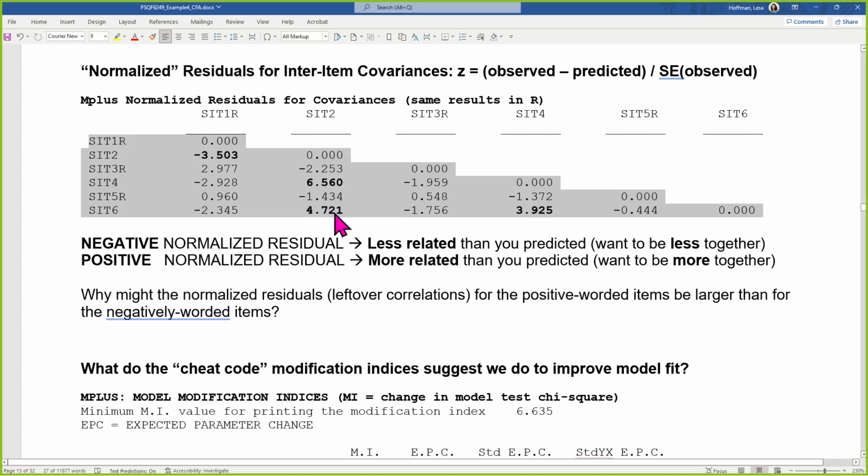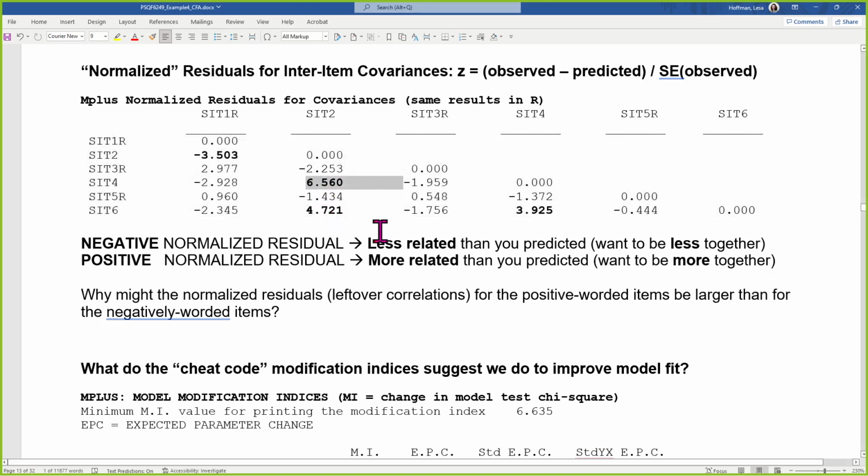Like if you see that these two items want to be together, but then you look at the content of the items and there's no reason that these two items should want to be together, then it would not make sense theoretically to add in an extra relationship. What often happens is items that are worded the same way, that have a common stem or have a common piece to it, want to be more together. And if that's the case, then that's a reasonable modification. But you'd have to be upfront about the fact that you added it after the fact, and it would need to be replicated in further samples.